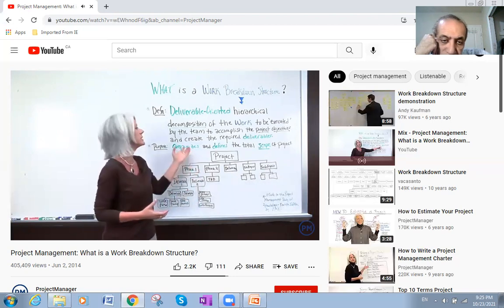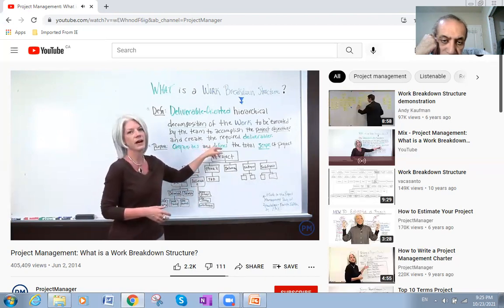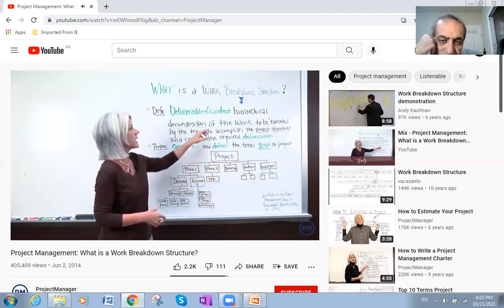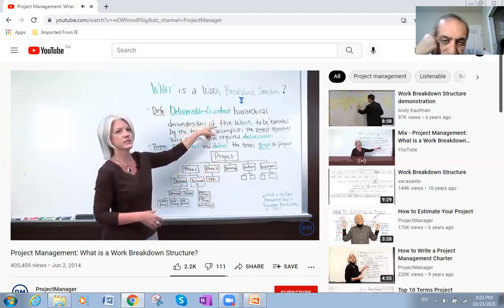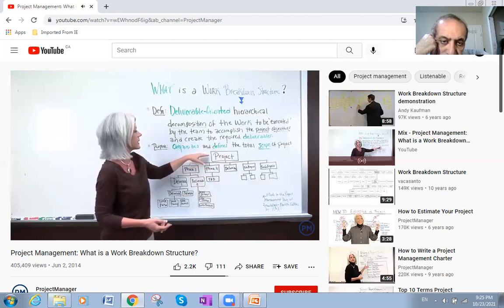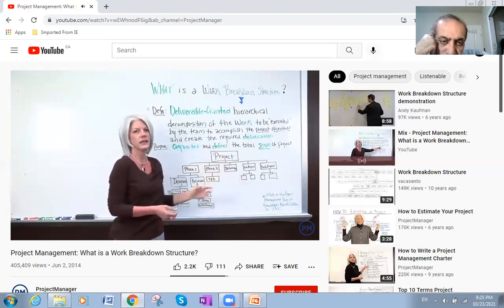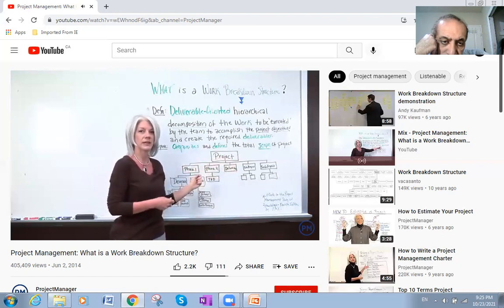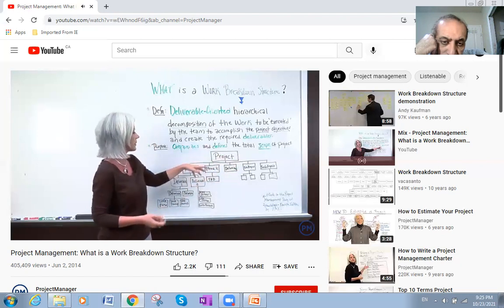The purpose again is to organize and define the total scope. So the scope is comprised of the deliverables. This hierarchical decomposition of the work looks like this. Here's a graphical picture. Generically, you can take this hierarchical structure and begin breaking it down for your own project. So here's a project.